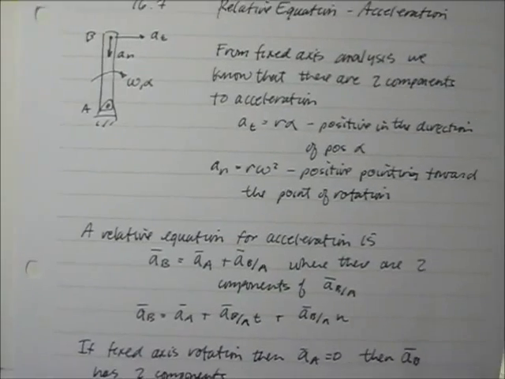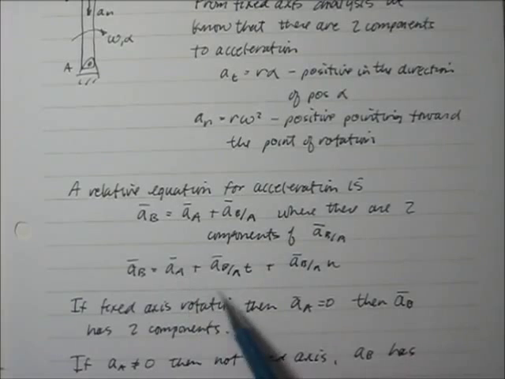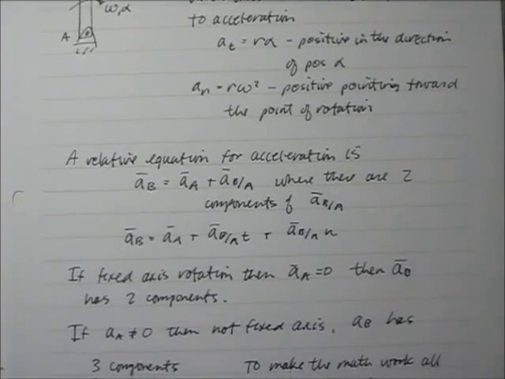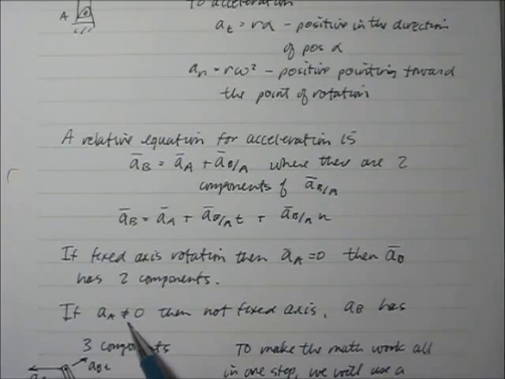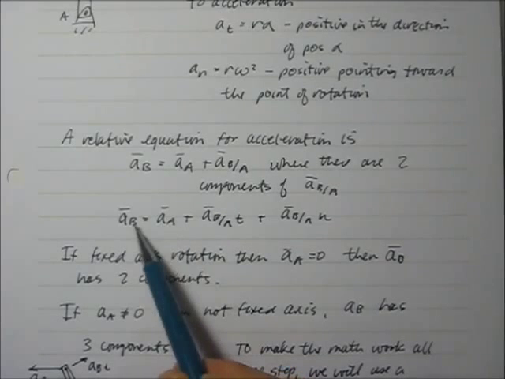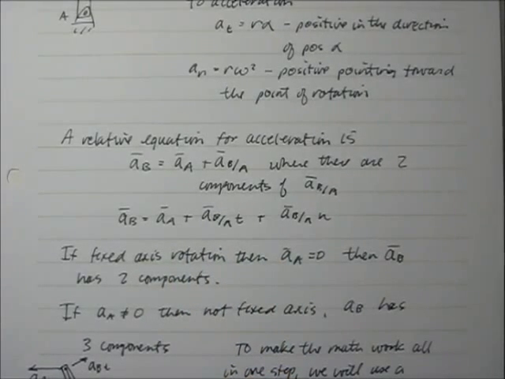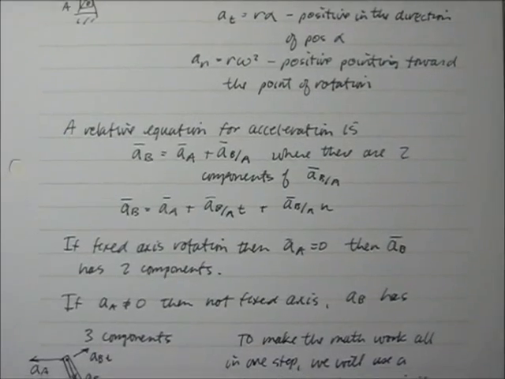Now, if we have fixed axis rotation, we know that the acceleration of A is equal to 0, and so the acceleration of B just has two components. However, in the general case, when the acceleration of A is not equal to 0, then the acceleration of B is going to have components in all three of these, could be all three components in perhaps three different directions.